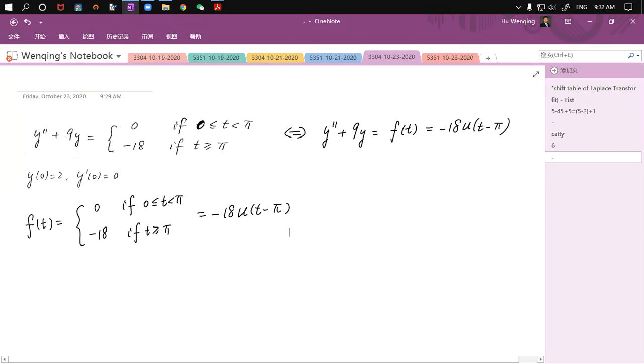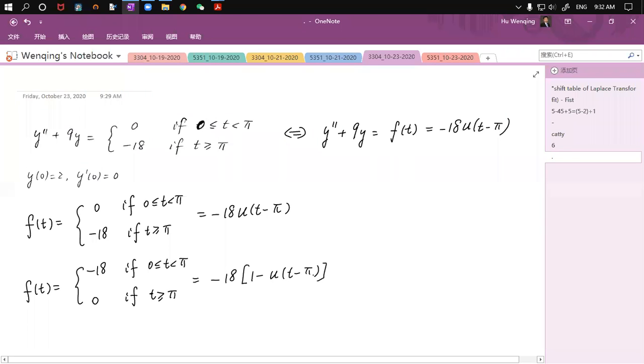Once you have this scenario, let me also give you a remark here. For example, if I want to let f(t) equal -18 if 0 is less than or equal to t less than pi, and 0 if t is greater than pi, what are you going to work with? You must work with the function -18 (1 - u(t - pi)). Basically, you flipped f(t) onward, so the 0 is replaced by -18, and -18 is replaced by 0.